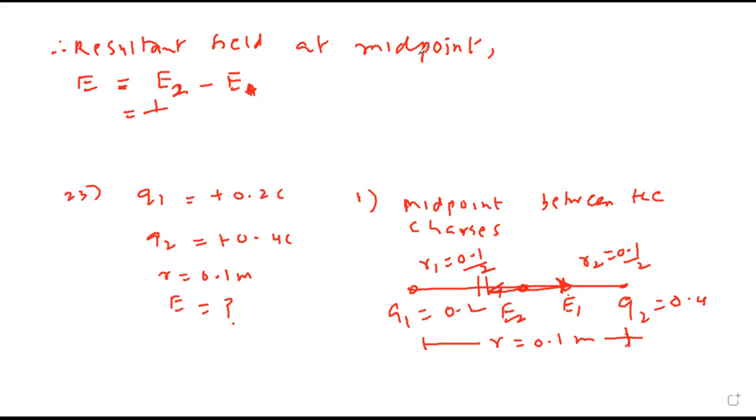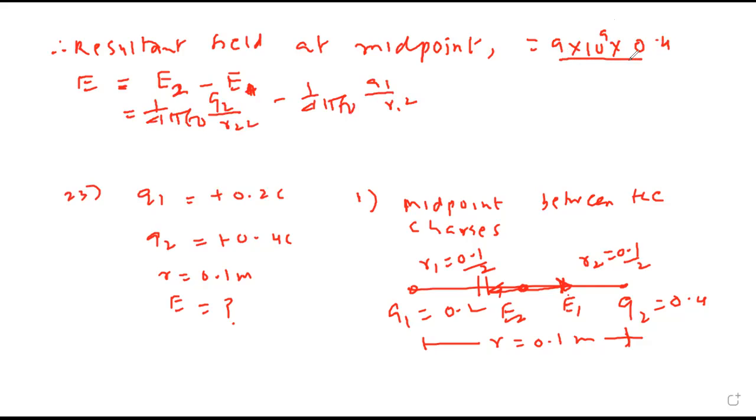So the result will be 1 upon 4 pi epsilon naught Q2 upon R2 square minus 1 upon 4 pi epsilon naught Q1 upon R1 square. So this is 9 into 10 raised to 9, Q2 is 0.4 coulomb upon R2, 0.1 upon 2 square, minus 9 into 10 raised to 9 into 0.2 upon 0.1 by 2 the whole square. Please write everything, draw the diagram and copy till this.